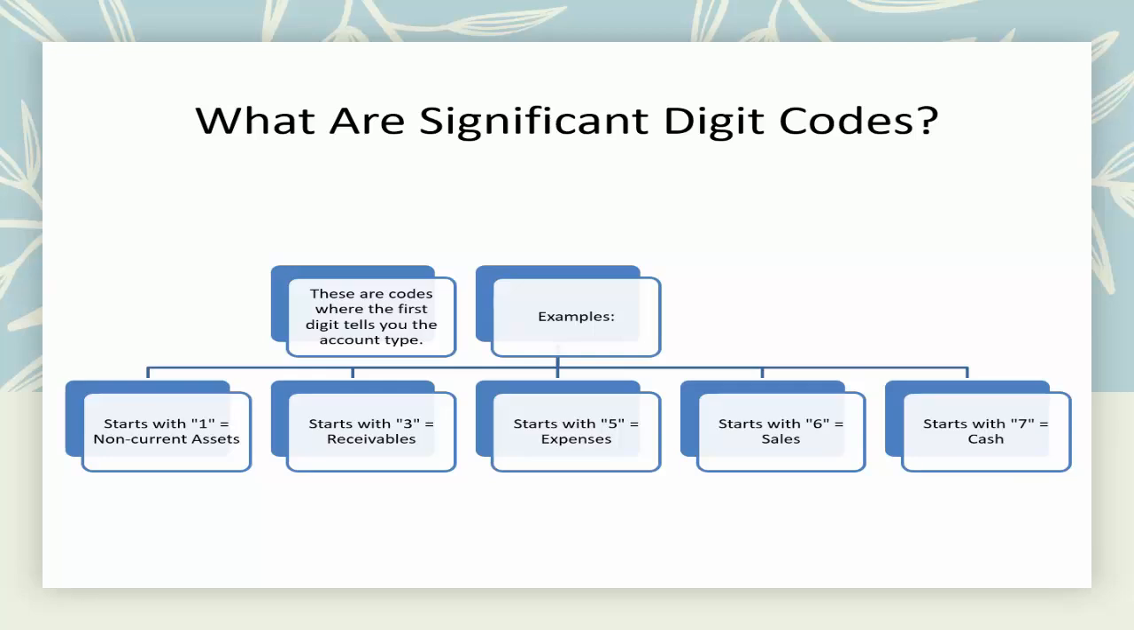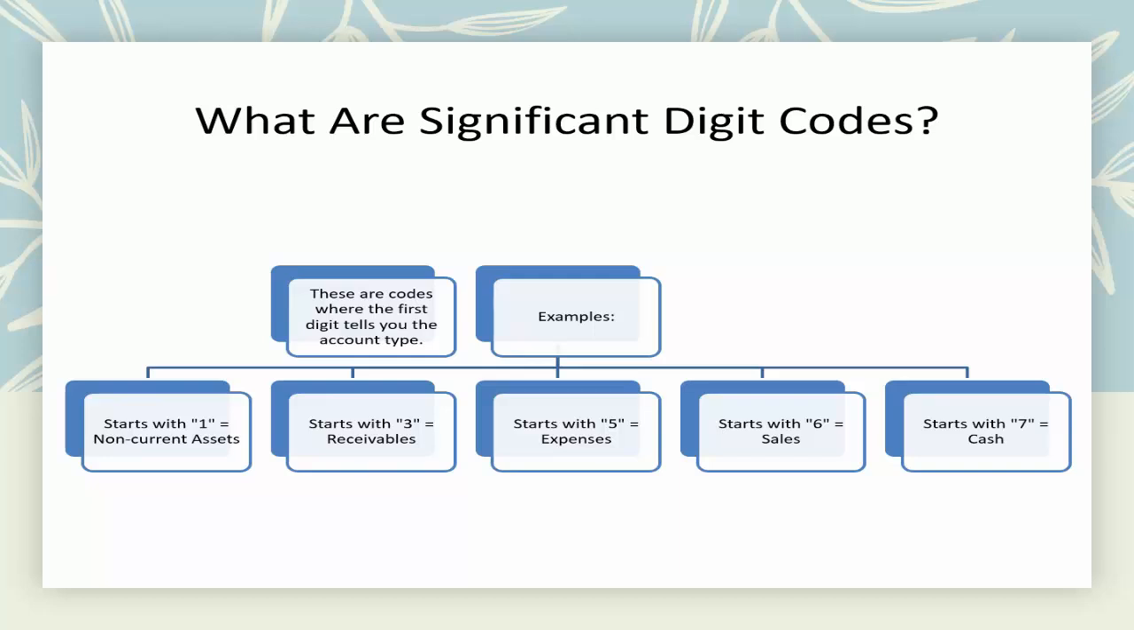If the code starts with the number 1, it usually means it is a non-current asset. Things like machinery, equipment, or vehicles that the business uses for a long time. If the code starts with 3, it usually means receivables, money that is going to come in from customers. If it starts with 4, it usually means payables, money the business owes to others. If it starts with 5, it is for expenses, like salaries, rent, or advertising. If it starts with 6, it is for sales, money the business earns. If it starts with 7, it usually means cash or money in the bank.